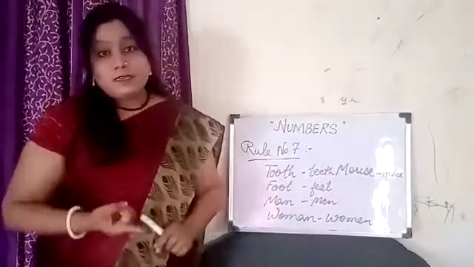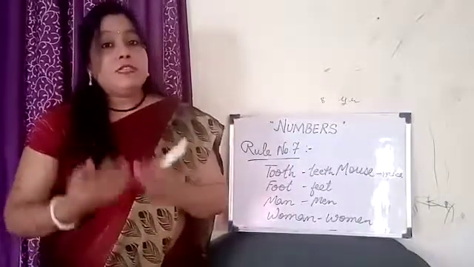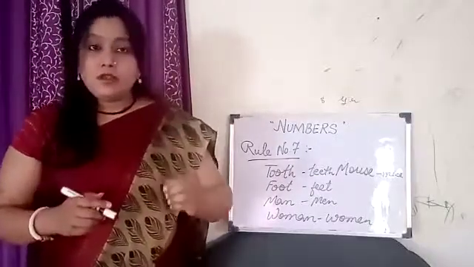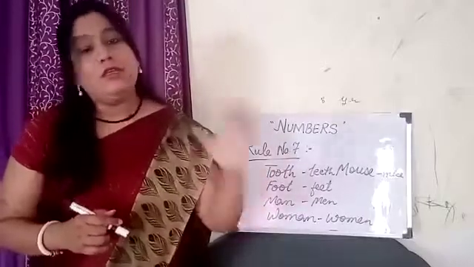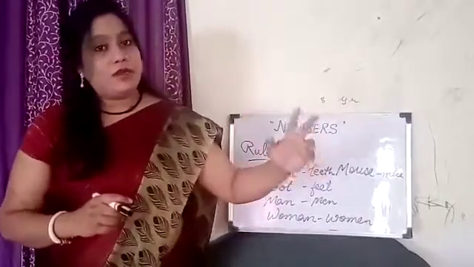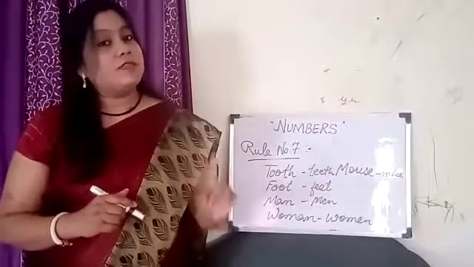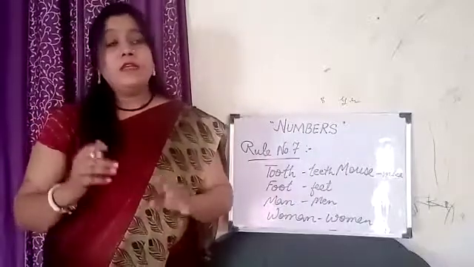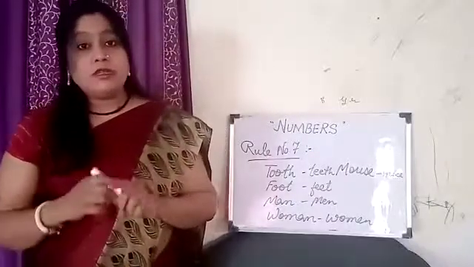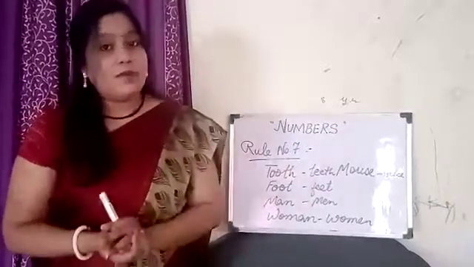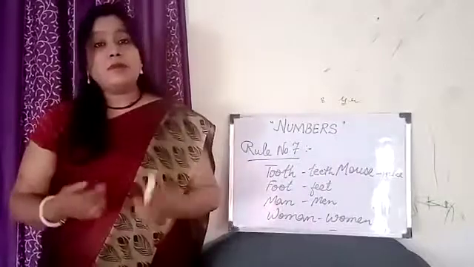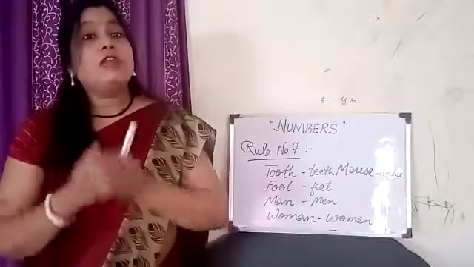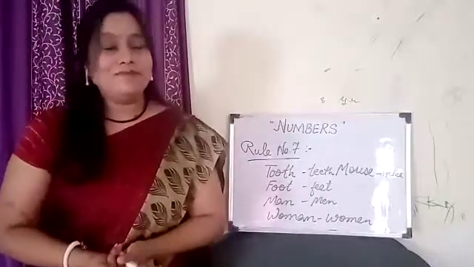Now, deer, sheep, fish, these are nouns which are the same in singular and plural. Deer is itself singular and plural both. Fish is itself singular and plural both. Furniture is itself a plural form. And sheep is itself a singular and a plural form. So this is what we have learned in numbers. In the next video, we will learn about converting compound nouns into their plural form. Thank you so much.